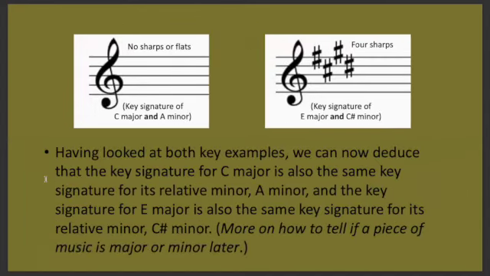So, having looked at both key examples, we can now deduce that the key signature for C major is also the same key signature for its relative minor, A minor. And the key signature for E major is also the same key signature for its relative minor, C sharp minor. More on how to tell if a piece of music is major or minor later. I'll be going through some snippets of scores to show you how to tell what key a piece is in by just looking at the music.